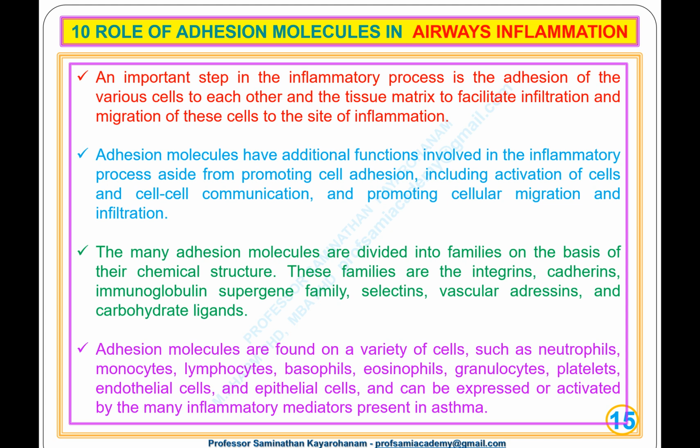The many adhesion molecules are divided into families on the basis of their chemical structure. These families are the integrins, cadherins, immunoglobulin supergene family, selectins, vascular addressins, and carbohydrate ligands. Adhesion molecules are found on a variety of cells, such as neutrophils, monocytes, lymphocytes, basophils, eosinophils, granulocytes, platelets, endothelial cells, and epithelial cells, and can be expressed or activated by the many inflammatory mediators present in asthma.